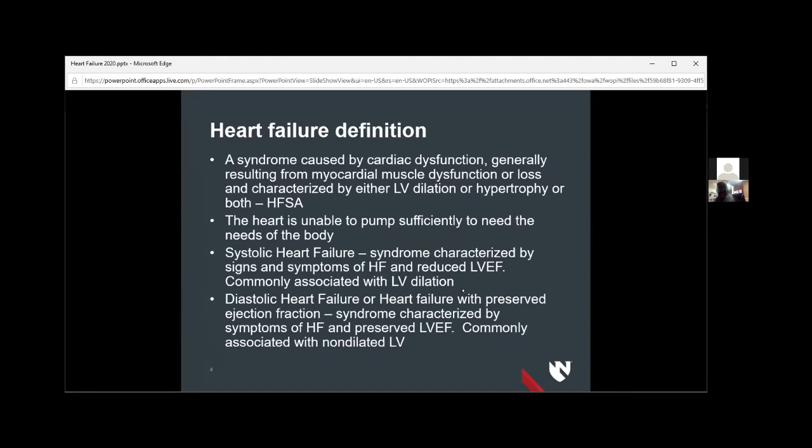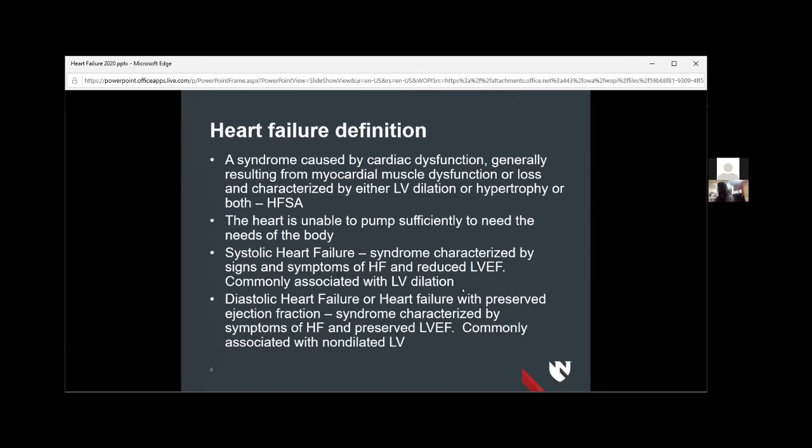Heart failure in and of itself is not a medical diagnosis. Heart failure is a syndrome. So the definition of heart failure, it's a syndrome caused by cardiac dysfunction. It results in the loss of myocardial muscle function, or loss of squeeze. It's either seen by a dilated left ventricle or a hypertrophied left ventricle, or you can see both. Basically, because of this, the heart is unable to sufficiently pump blood to meet the needs of the body.